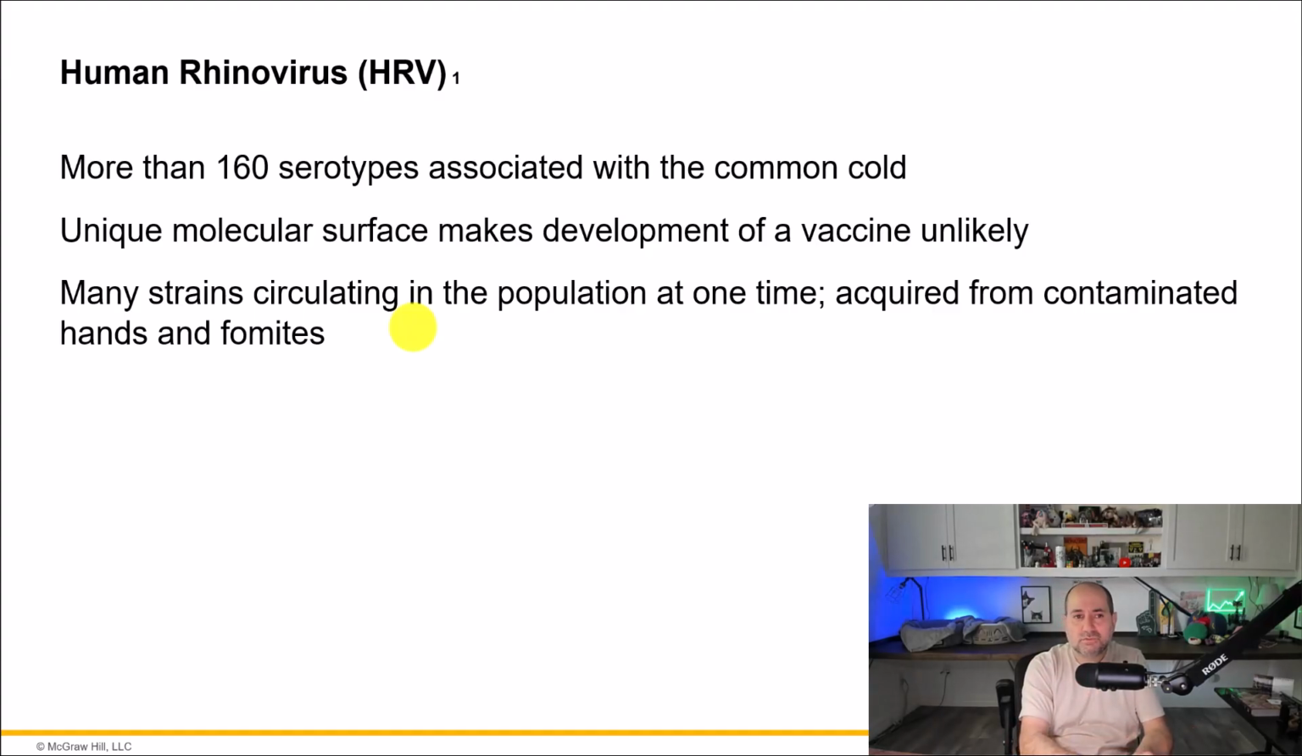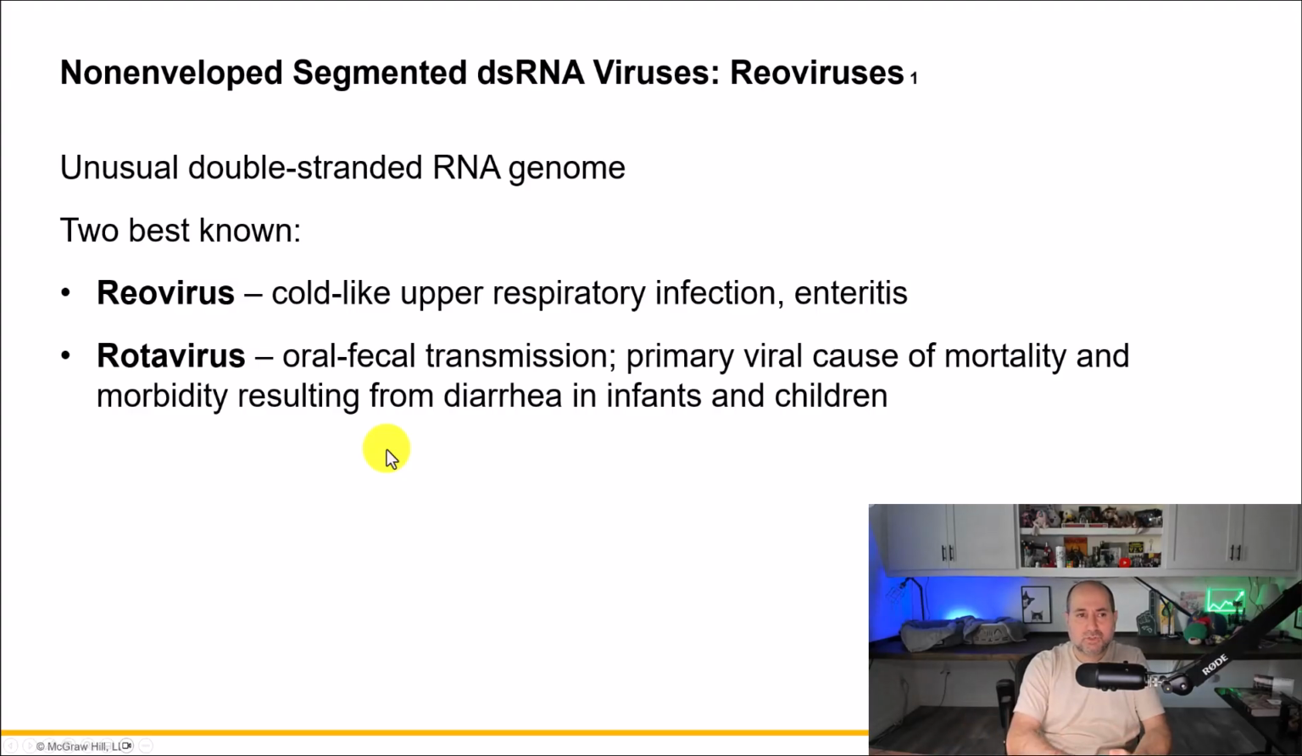You should know that it's the adenoviruses and rhinoviruses which are responsible for the majority of the common cold infections. Next, we talked about reoviruses, which cause cold-like upper respiratory infections, and rotaviruses, which are oral fecal transmitted, and these can cause mortality and morbidity in infants due to diarrhea.